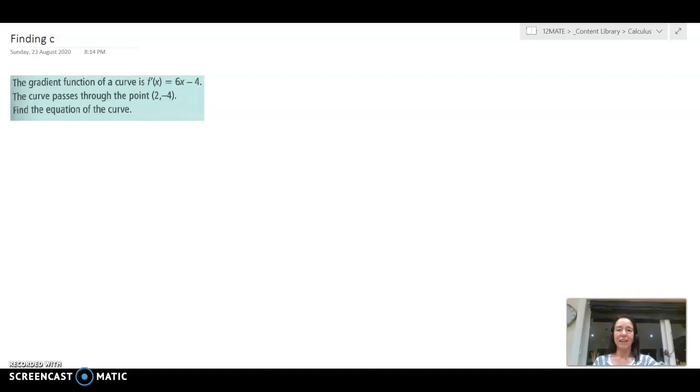Today we are going to be finding out how to find c for your original function when you're given a gradient function. Now, as I said in one of my previous lessons, you need to be given a point either on the original graph or some information about the gradient function to be able to work out what c is. In our first example, we are going to be given a point on my original function.